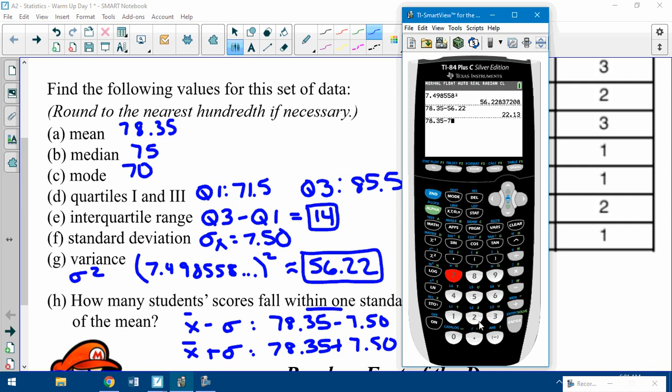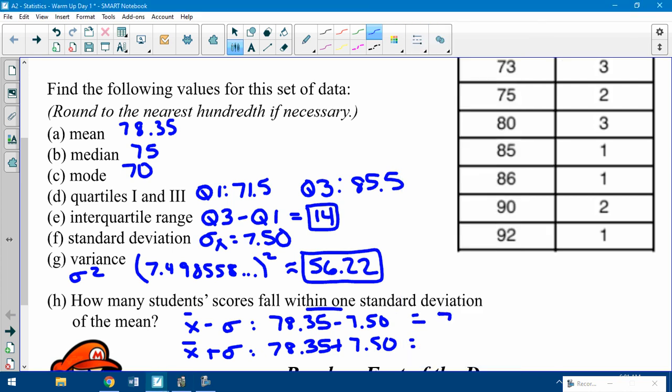So 78.35 minus 7.50. That sounds better. 70.85, and 78.35 plus 7.50 is 85.85. So 70.85 to 85.85. You know, that's within one standard deviation. So if you think of this like a number line, I want to know how many scores fall between 70.85 and 85.85.